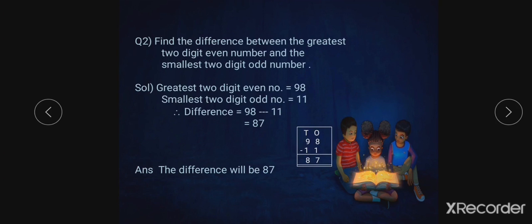Here you have to find the difference. Find the difference between the greatest two-digit even number and the smallest two-digit odd number. So greatest two-digit even number will be 98, and the smallest two-digit odd number will be 11, and the difference will be 98 minus 11. So you can see here how we have solved. 98 minus 11, 8 minus 1 is 7, and 9 minus 1 is 8. So the answer is 87. So the answer is, the difference will be 87.